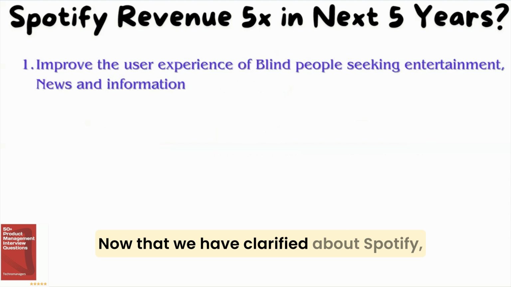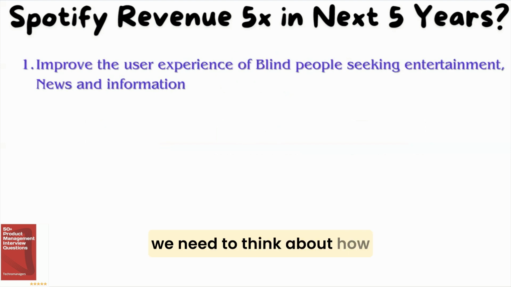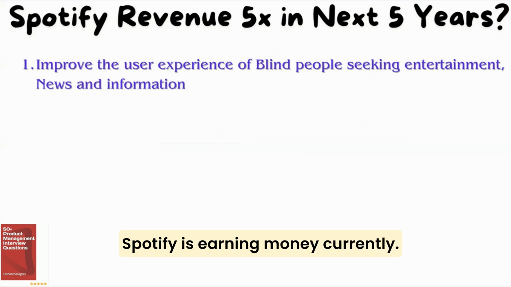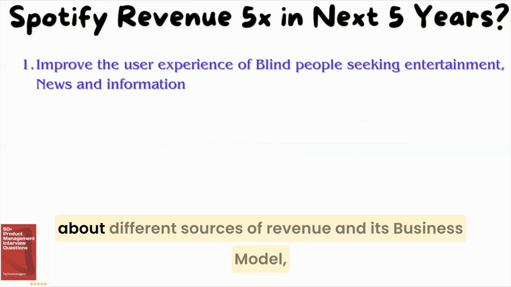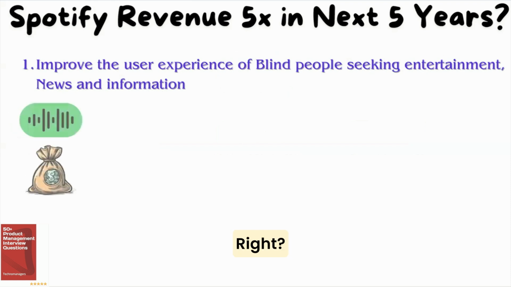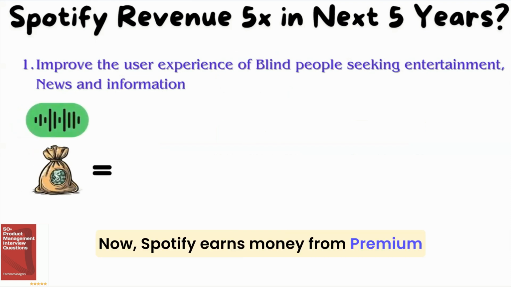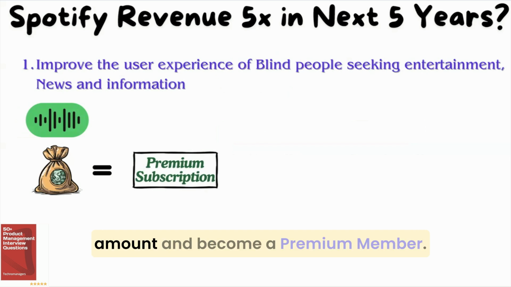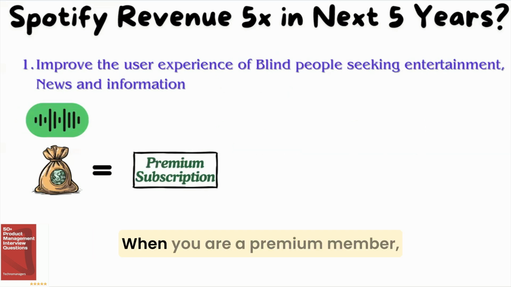Now that we have clarified Spotify, we need to think about how Spotify is earning money currently. Because unless you know the different sources of revenue and its business model, it would be very difficult for you to think about increasing its revenue, right? Spotify earns money from premium subscriptions, where you pay some amount and become a premium member. As a premium member, you get benefits like downloading songs, listening offline, and many more. You don't have to listen to ads, right?